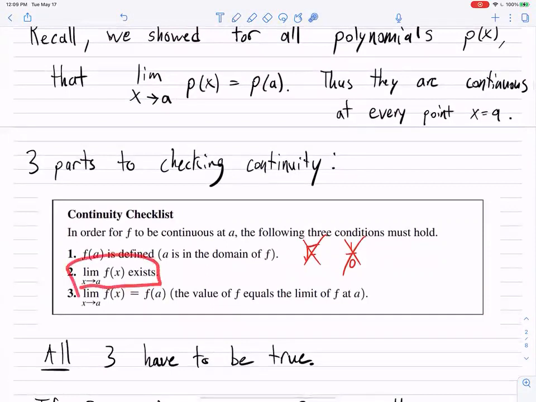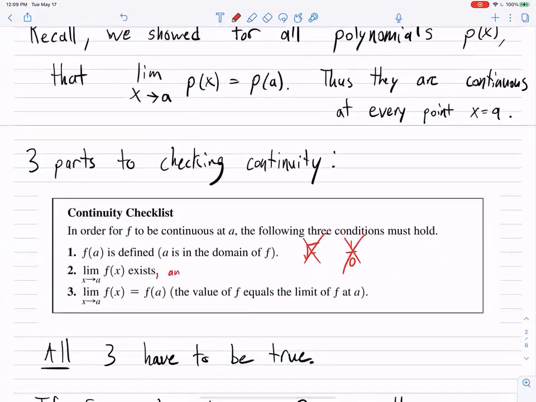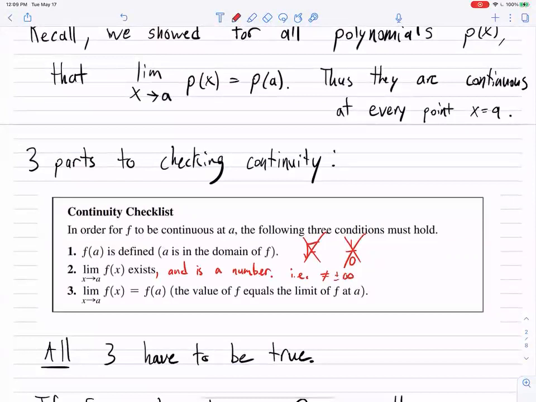Second, the limit needs to exist. And when we say exist, we mean that it doesn't go to infinity. It exists and is a number, so not equal to plus or minus infinity. So you can't be continuous at plus or minus infinity. If you have an asymptote, it's not going to work.